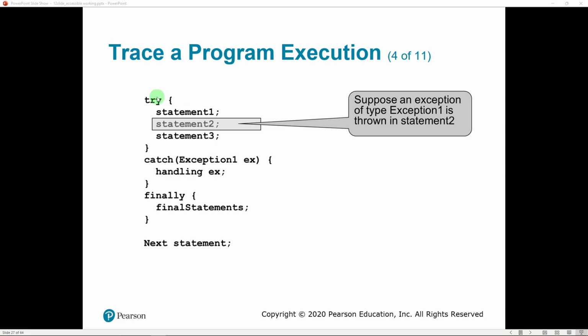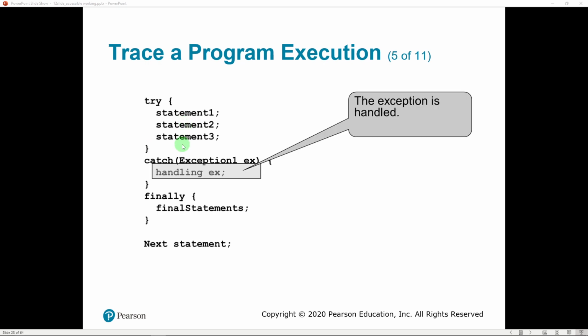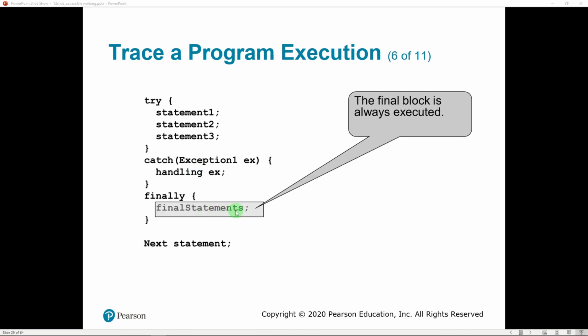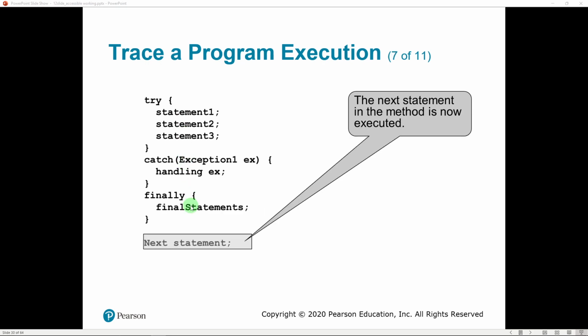Let's do another one. Here's a try. We run through. Statement 2 throws an exception. Whatever method we called in here, something threw an exception. Immediately, before anything else happens, we don't execute statement 3, it comes to the catch block and handles that exception. Once the catch block is done, the statements in the finally block run. So you saw in both cases, whether try worked or it didn't work, finally always runs. And then the program continues.